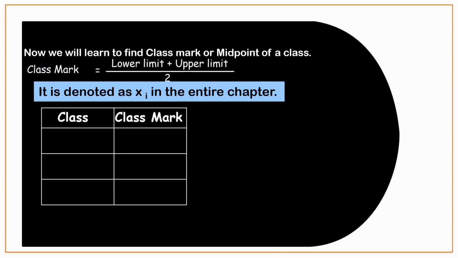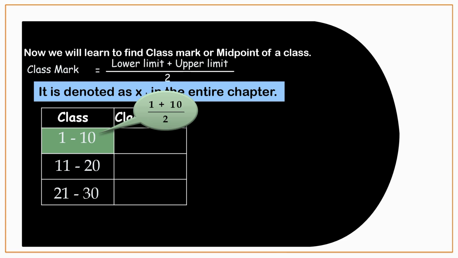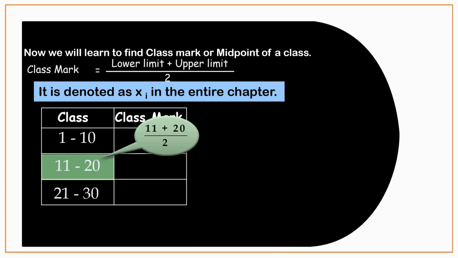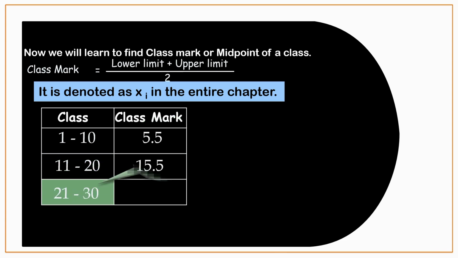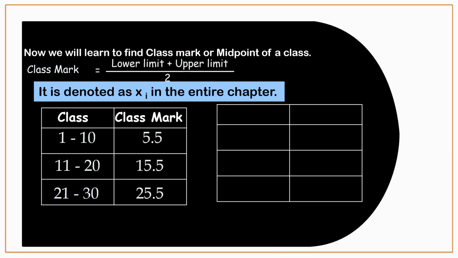Now let's take a look at the table. So the class interval is given. Now let's take a look how we are going to convert it, how to find the class mark over here. So for 1 to 10, the class mark will be 1 plus 10 by 2. In this way, 11 plus 20 by 2 and 21 plus 30 by 2. So this is the class mark. So we have just converted each class interval to the class mark.